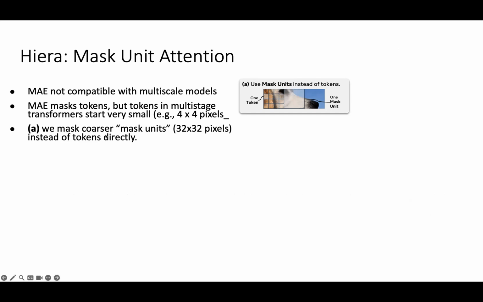So what we do is we mask out larger mask units. We mask out 32 by 32 pixels. So we have two different terminologies: we have a mask unit and we have the tokens, and they're not the same size. The first layer produces tokens that correspond to 4 by 4 pixels, but the mask regions are larger. So as you can see here.